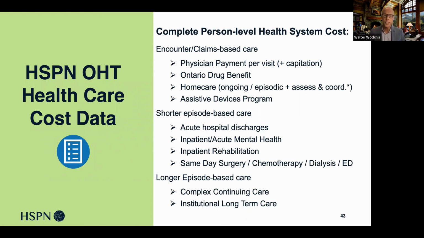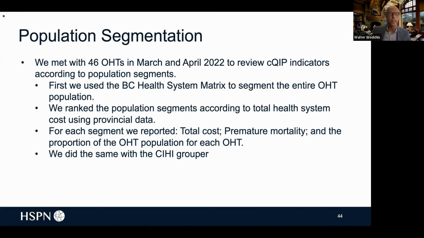Drug benefits, services, supplies, things like that. We have shorter episodes like acute inpatient mental health. And then you have longer-term episodes, complex continuing care, institutional long-term care. And you might decide that home care is actually service-based or longer episode-based. Depending on the target population, it may actually fit into multiple spots. So thinking about this, you can read that guideline that's available online and have a sense of how to think about it.